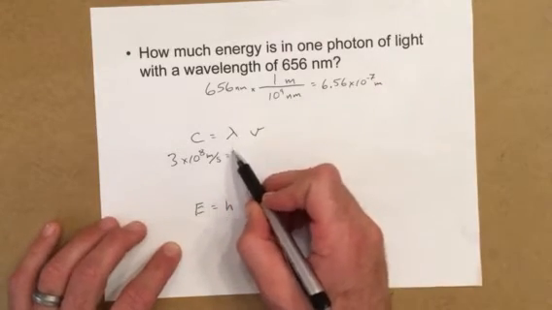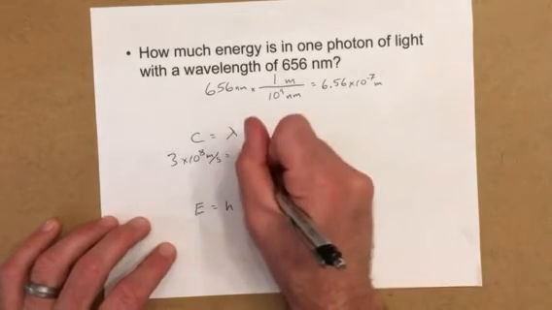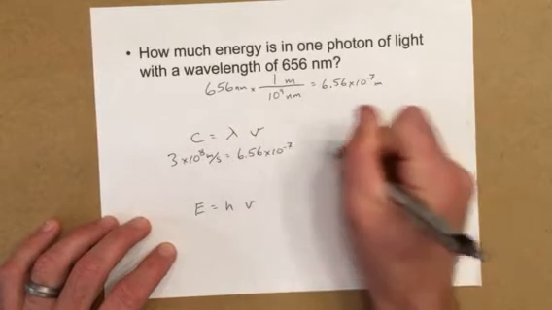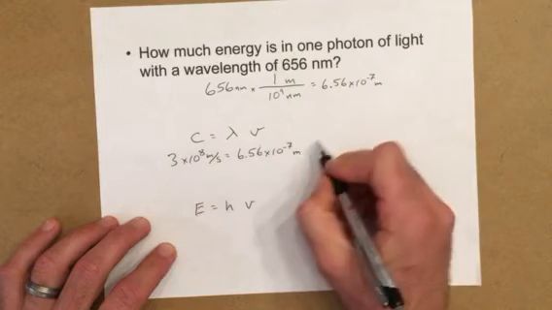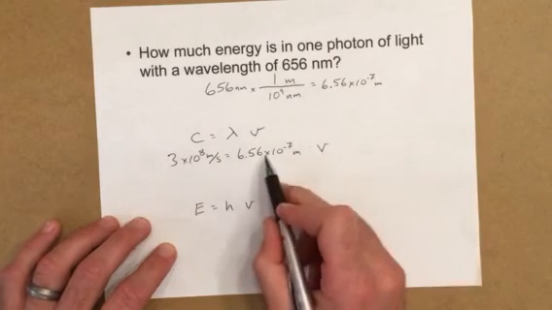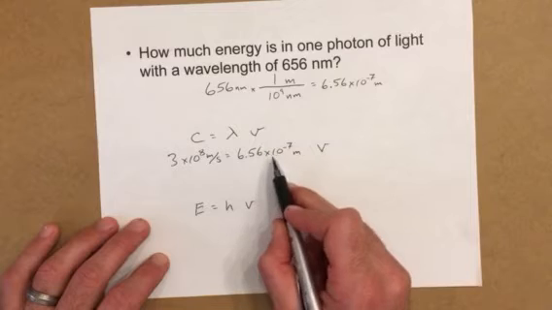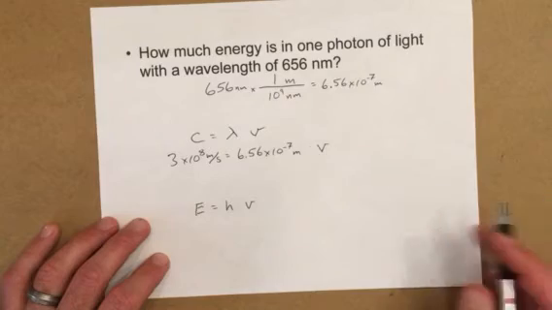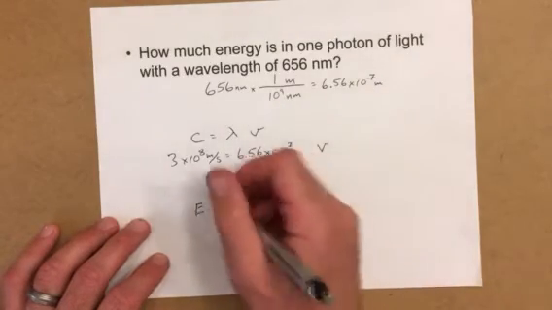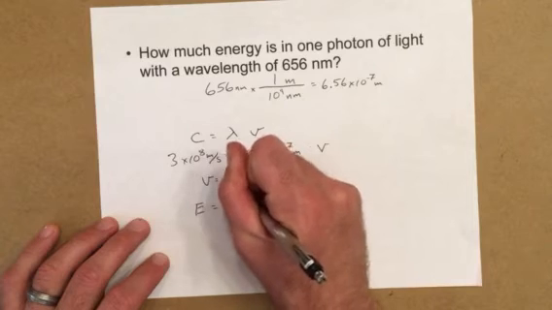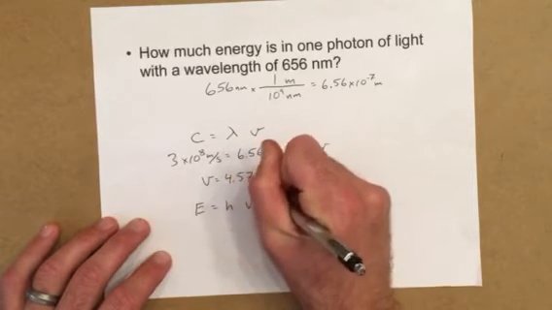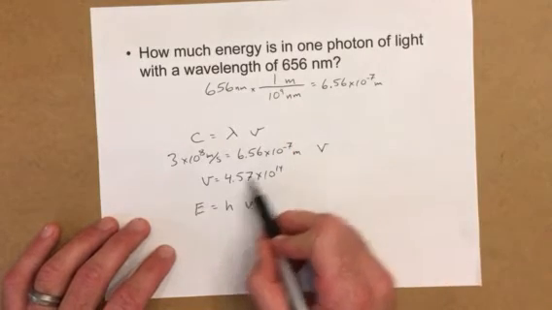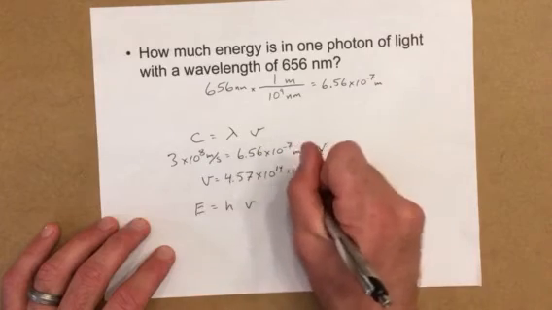This symbol, lambda, stands for the wavelength, so 6.56 times 10 to the negative 7 meters, and then times frequency. So we divide both sides by 6.56 times 10 to the minus 7. When you do that, frequency is equal to 4.57 times 10 to the 14th. The units, meters, will cancel out with meters, and it'll be 1 over seconds.